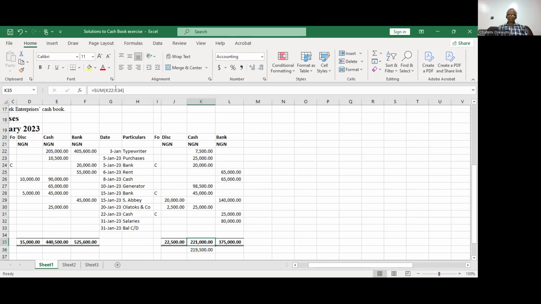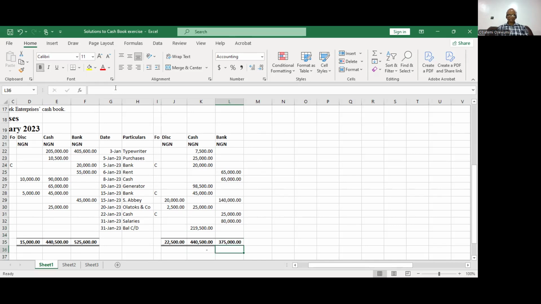So you have 219,500. So you come here to say 219,500. So that's what you have. Now you have been able to get the balancing figure. All right. So this figure now is the same thing, 440,500, 440,500.